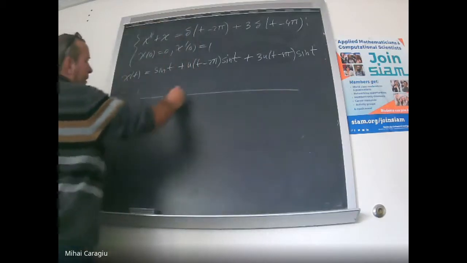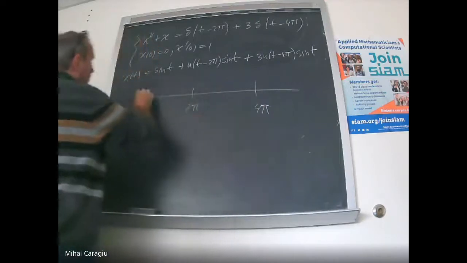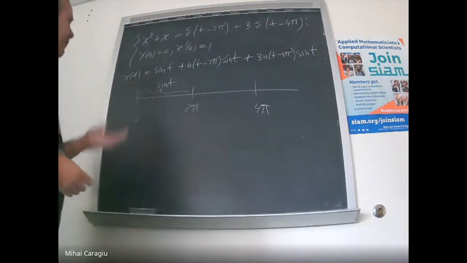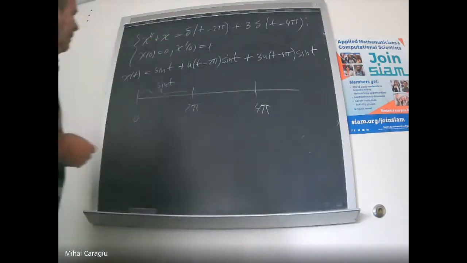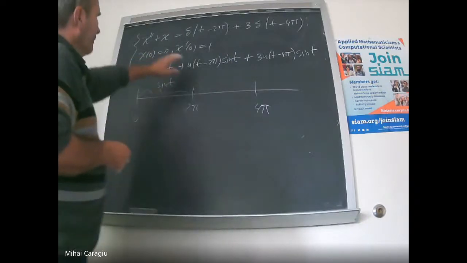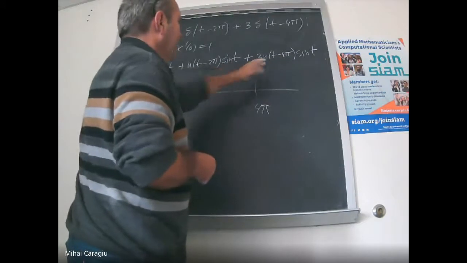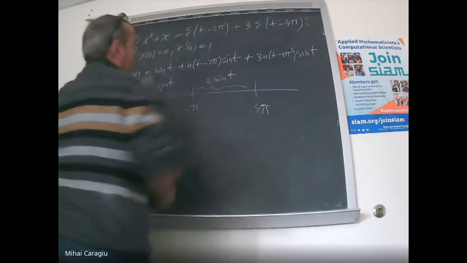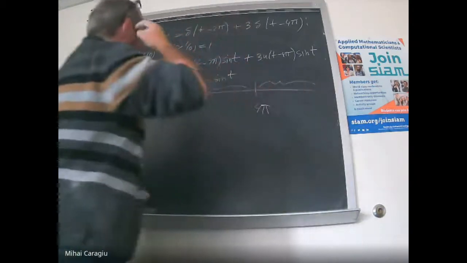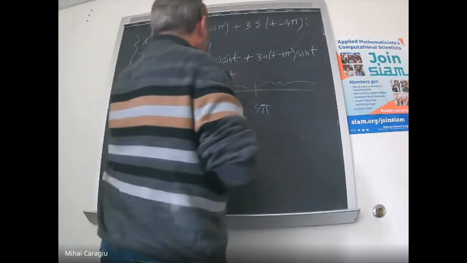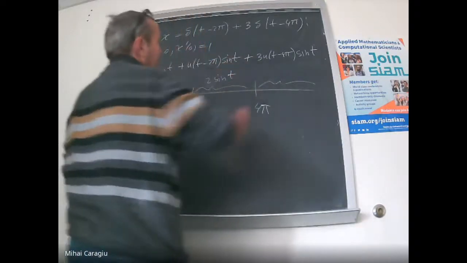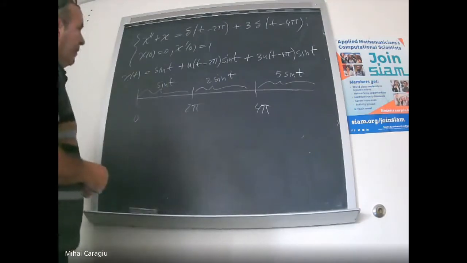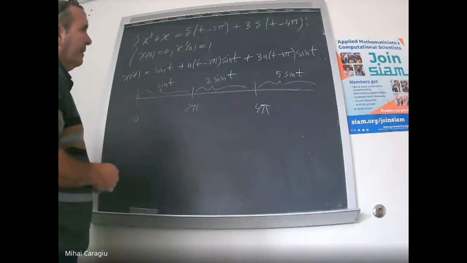That's a 0, that's a 2 pi, that's a 4 pi. Between 0 and 2 pi, it's sine t. No jump happened yet for sine t. And that will be the formula if the external influence were absent. Right? Between 2 pi and 4 pi, the first jump already happened. The second jump didn't happen yet. So what we get here? 2 sine t. After 4 pi, both jumps happened. So both unit step functions are now 1. So we get sine t plus 3 sine t, we get 5 sine t. So sine t between 0 and 2 pi, 2 sine t between 2 pi and 4 pi, and 5 sine t between 4 pi and infinity.